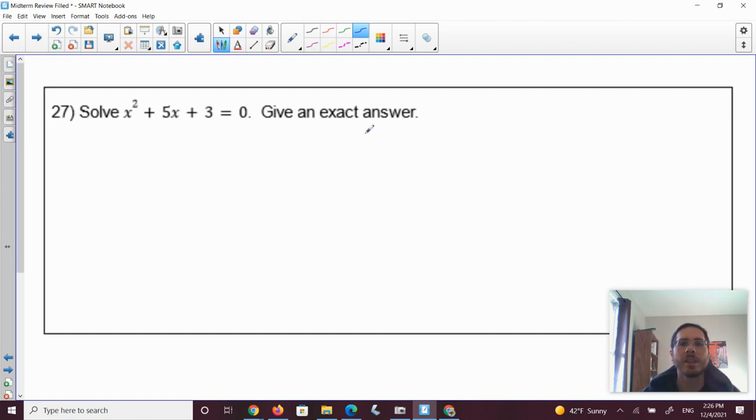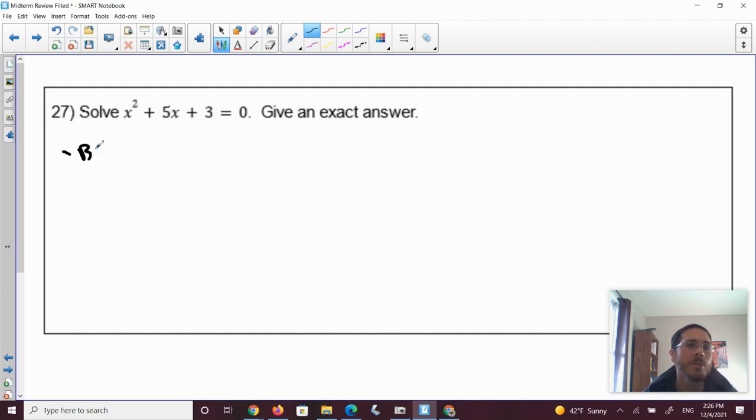For 27, solve, given exact answer. Since I see "given exact answer," I know I can't use a graph. So I'm going to use either the quadratic formula, factoring, or completing the square. I don't know anything that multiplies to 3 and adds to 5, so I'm not going to factor it. 5 is odd, so I'm not going to complete the square. So my method of choice this time is going to be the quadratic formula.